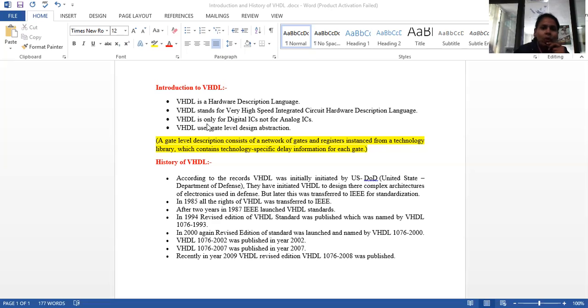VHDL is only for digital ICs. We can't use VHDL for analog ICs. Always remember, VHDL is only for digital integrated circuits. We can't use VHDL for analog ICs like operational amplifiers. We will use VHDL only for digital integrated circuits.